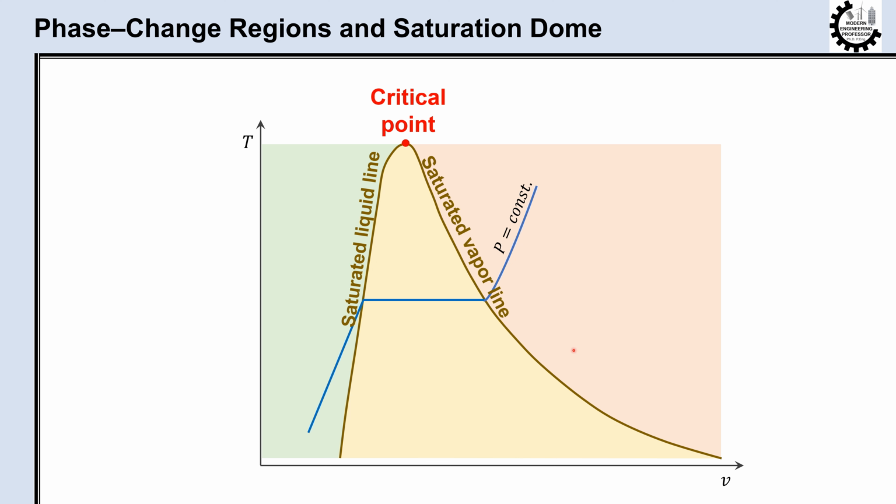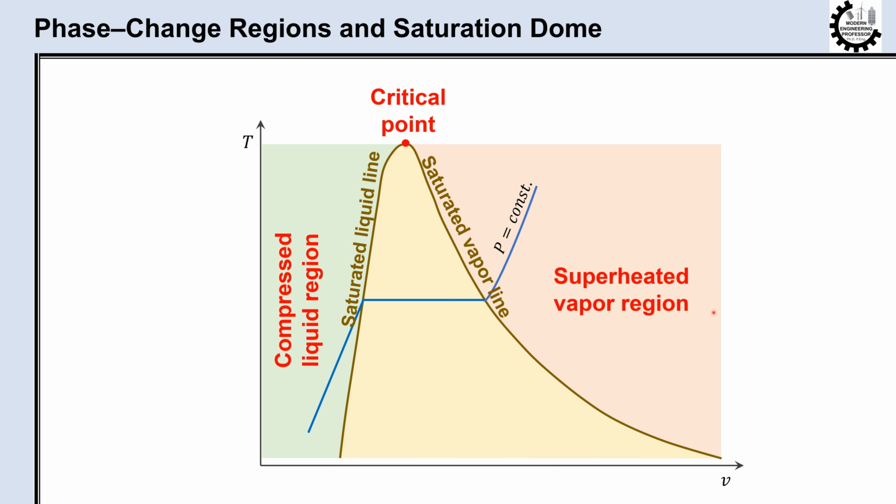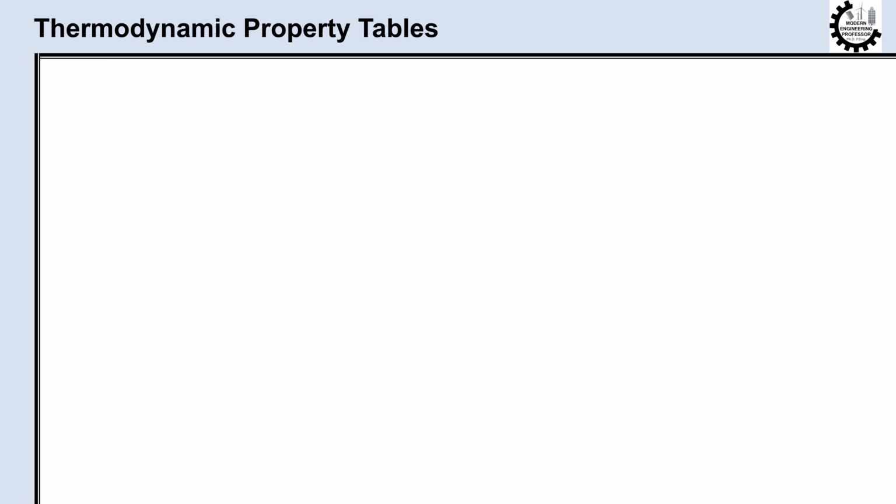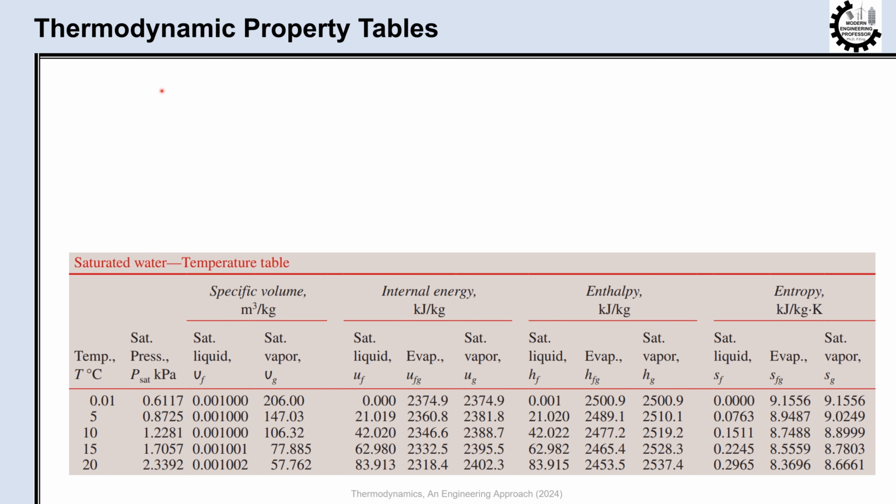All the compressed liquid states are located to the left of the dome. All the superheated vapor states are located to the right of the dome, and the saturated liquid vapor mixture region, which is also called the wet region, is located under the dome. For most substances, the relationships among thermodynamic properties are too complex to be expressed by simple equations.